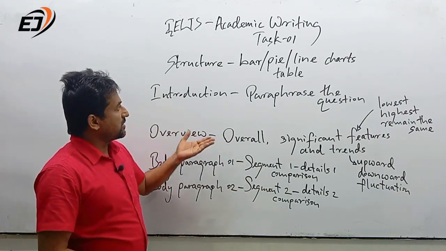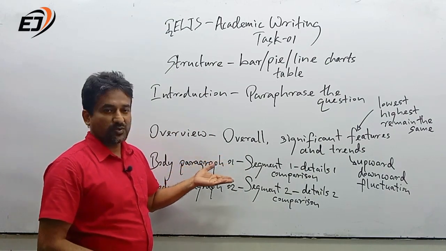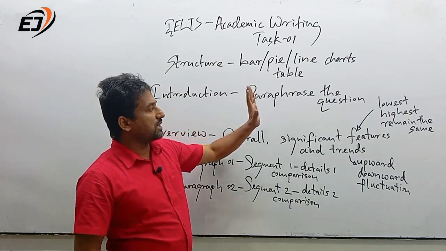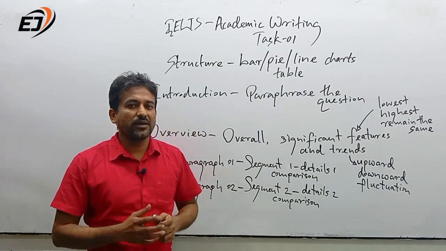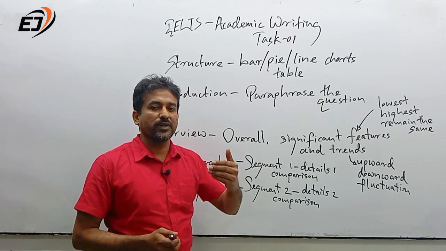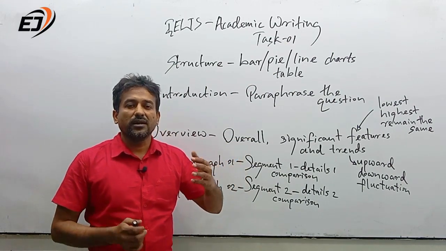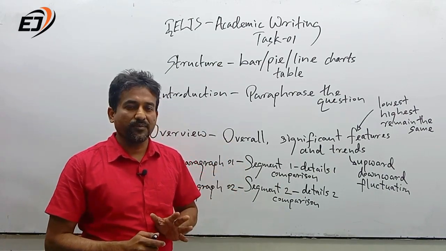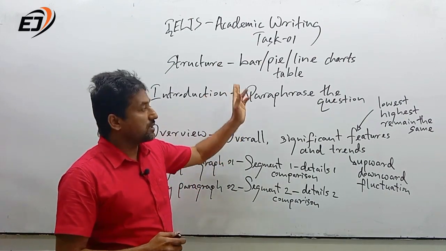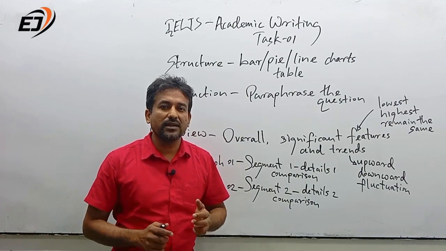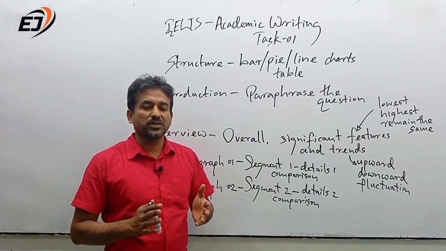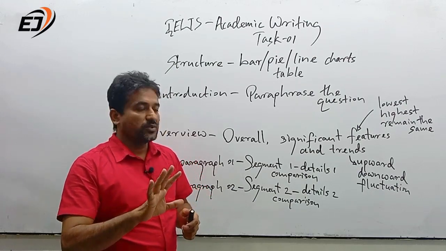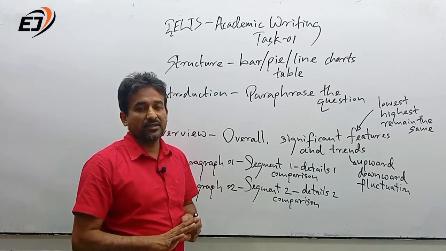Right now, you can see the structure of the academic writing task 1. Actually, this structure is basically for bar chart, pie chart, line charts and tables. In a previous video I explained to you about the different types of tasks which are available for the academic writing task 1. You have bar chart, pie chart, line chart, tables, process, maps and multiple charts. There are 7 types of charts you are supposed to describe in this academic writing task 1.